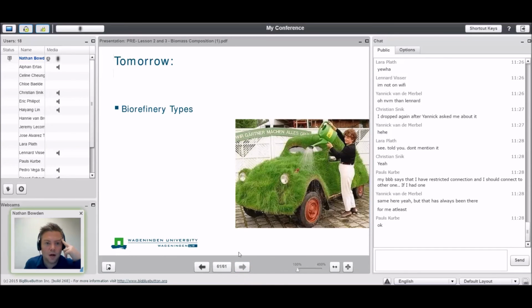All right, tomorrow, which is actually this afternoon. Last year this was split differently. So this afternoon we'll be talking about biorefinery types. Thank you for your attention.